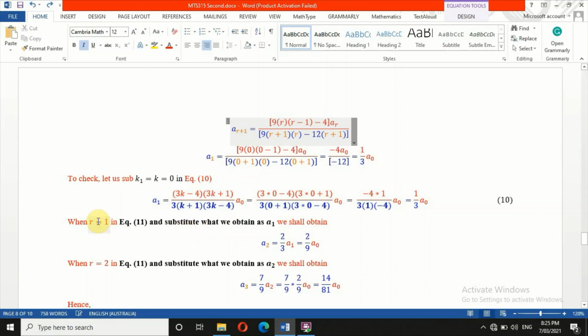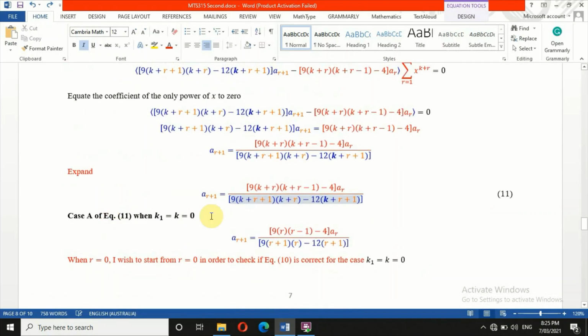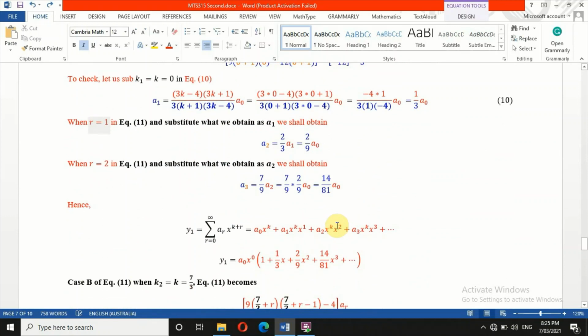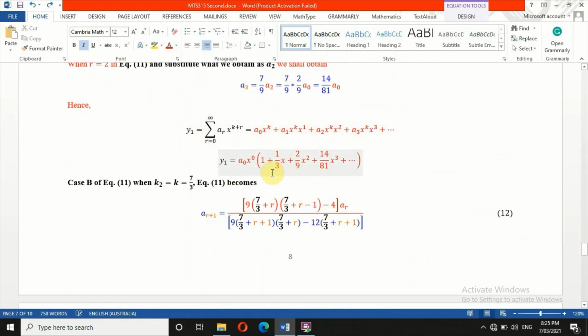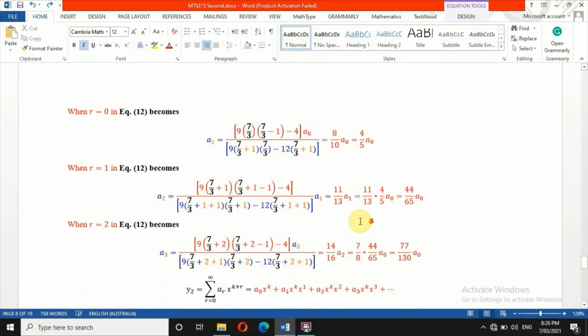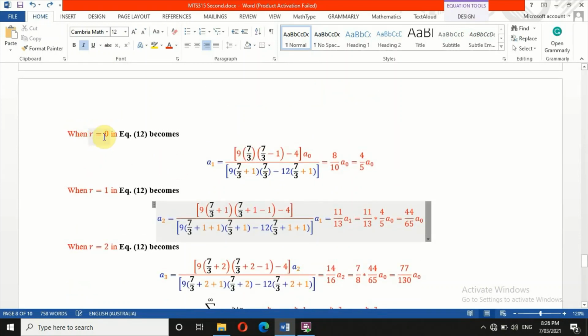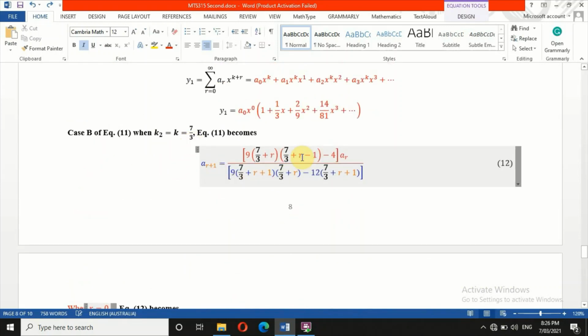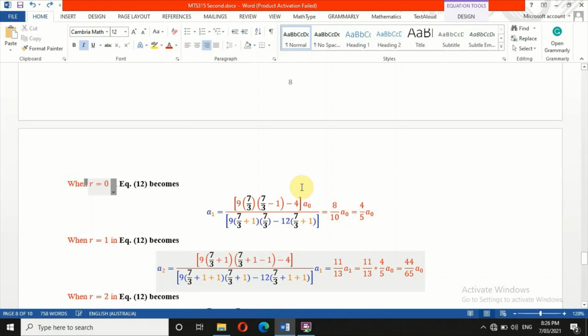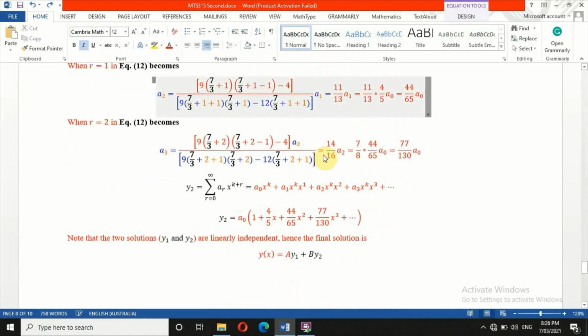So let's proceed. When r equals 1, from this particular expression, you put r equals 1, then you get a2 as a function relating a1. You do the same thing again, then you have the first solution. You go back again to the recurrence formula, you set k equals 7 over 3, then you do that again, then you have this expression. It's very simple. I'm just setting r as 0 in this expression in equation 12. So when r is 0, when r is 1, when r is 2, then I will obtain everything.